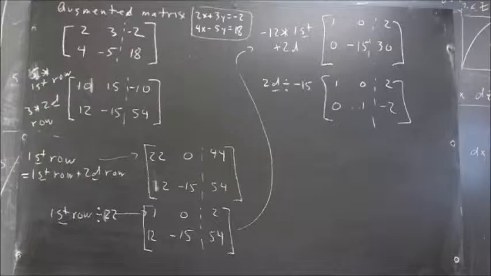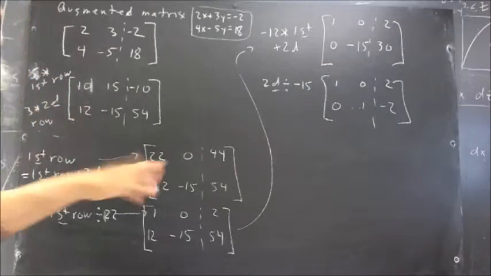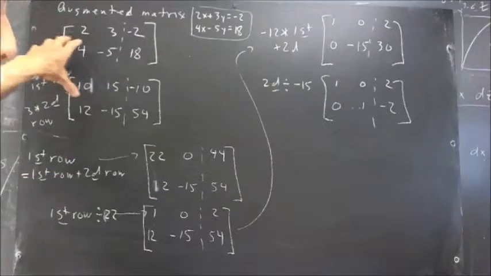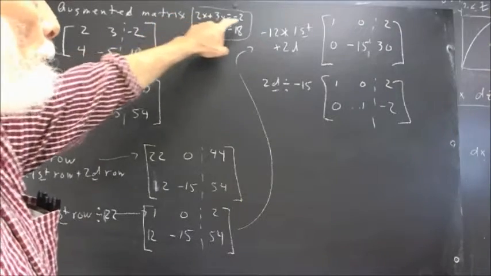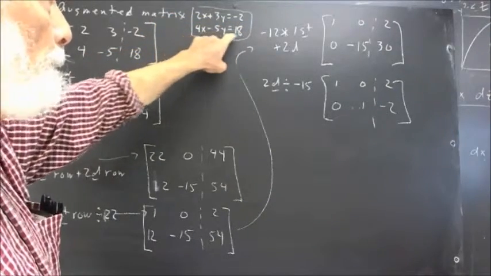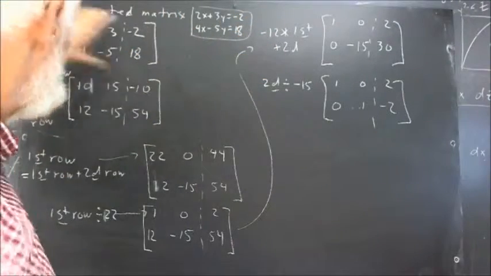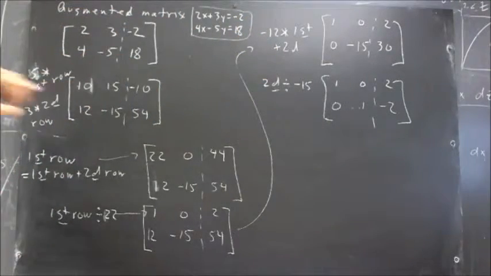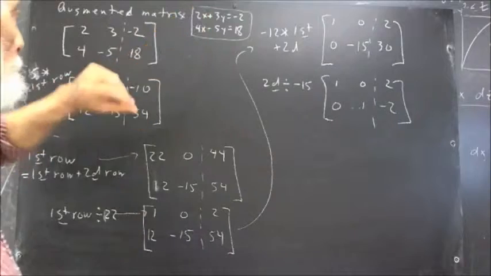Just to give you a preview of what this matrix representation can be good for, I'm going to use a slightly different representation. Remember, we have the system 2x plus 3y equals negative 2, 4x minus 5y equals 18. We write that in shorthand notation of a matrix, putting the 2, 3, 4, negative 5 here, just as we did when we wrote this as a matrix equation.